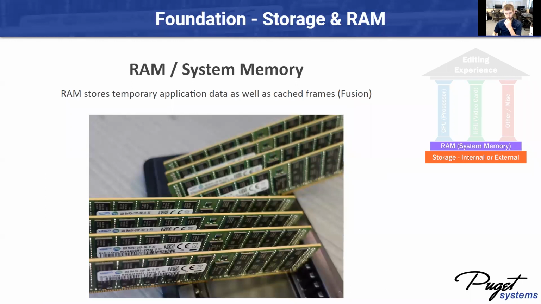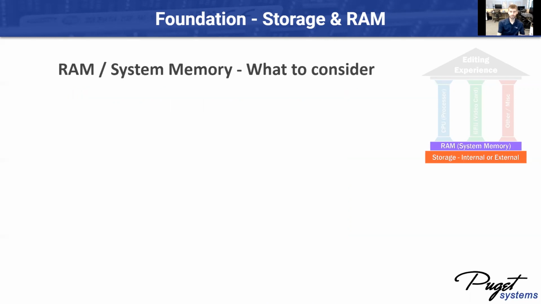Okay, so we made it through storage, and now RAM. RAM is one that I don't think a lot of people understand quite as much as they understand storage. It's not quite as straightforward, but you basically think of it as temporary application data, typically. Fusion also uses it to cache frames, so when you play back any frames that can be cached, it doesn't have to re-render those frames. But it's temporary storage.